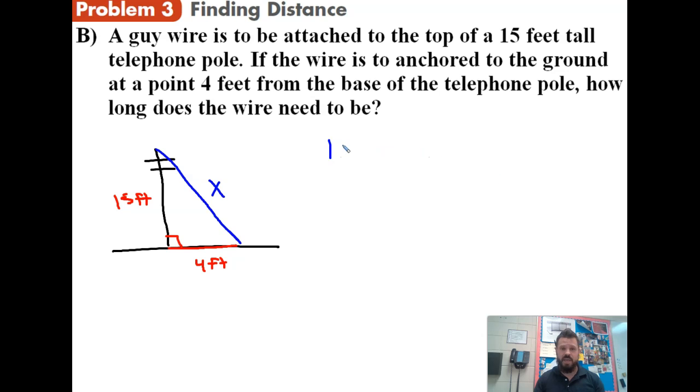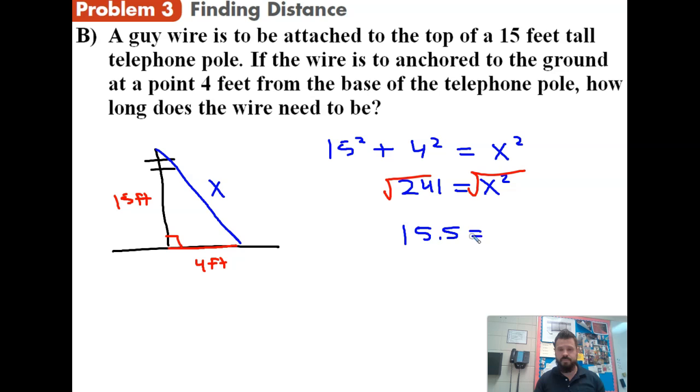So I can set this up as 15 squared plus 4 squared is equal to x squared. I'm just going to plug the 15 squared plus the 4 squared in my calculator in one shot. It's going to give me 241 is equal to x squared. And then when I take a square root on both sides, the square root of 241 is about 15.5. So the wire's length will be 15.5 feet long.